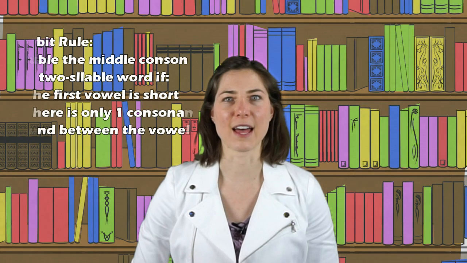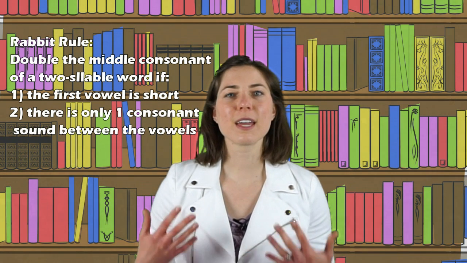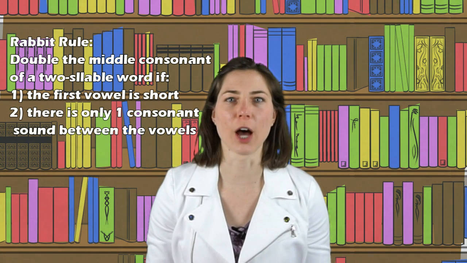In general, here's what the rabbit rule says. If a word has two syllables and the first vowel is a short vowel, if you only hear one consonant sound in between the vowels, you have to double that consonant. So for the word rabbit, it's a two-syllable word. I can check that by putting my hand under my chin and saying the word, rabbit. I felt my chin drop twice. That means there's two syllables. So if your students are having trouble counting syllables, have them put their hand under their chin and feel for how many times their chin drops. Okay, so we checked. Rabbit has two syllables.